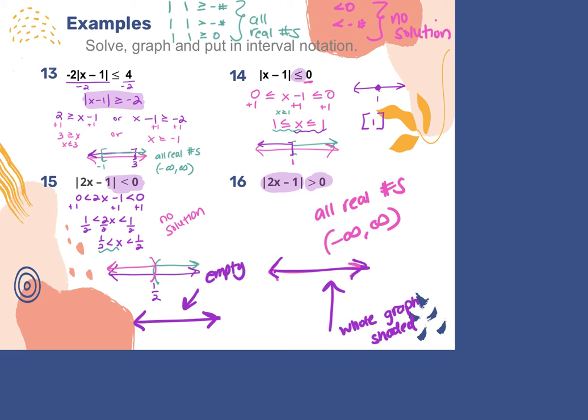So if you can catch it early, like on something like 16, it's going to help you. Something like 13, 14, they're going to help you save some time. If you can't catch it, you can always find it. Because it's an or statement, I would have 0 is greater than 2x minus 1 or 2x minus 1 is greater than 0, and I'd have arrows pointing in both directions. But if you can catch it, it saves you a ton of time.